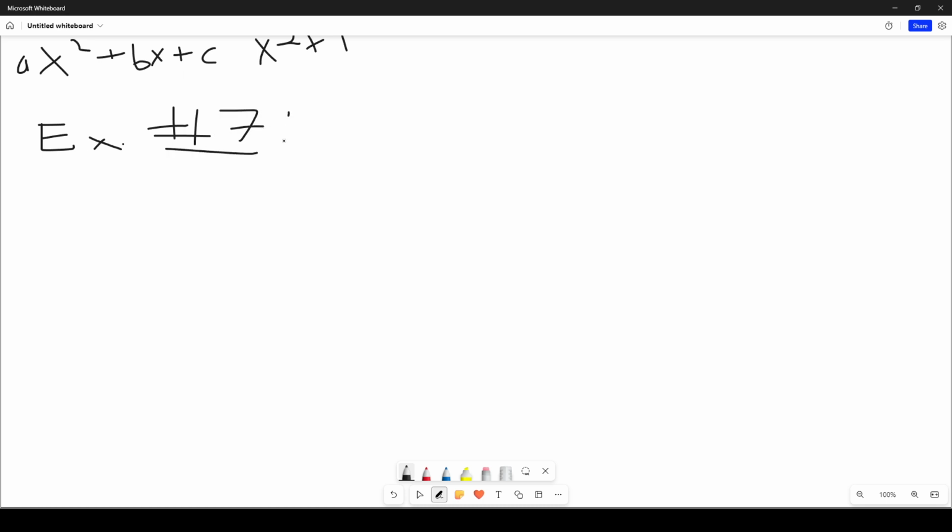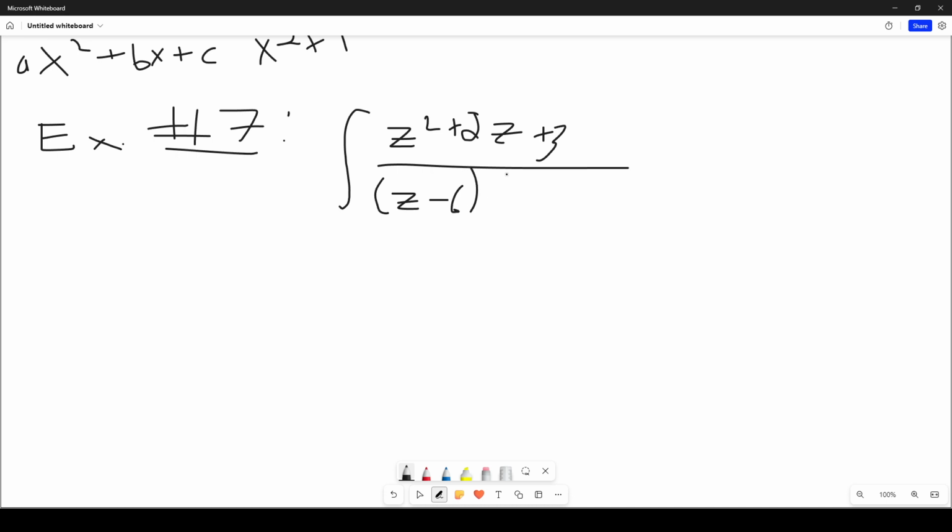Number 7. So he's asking us to find the integral of (z squared plus 2z plus 3) all over (z minus 6) times (z squared plus 4). Okay. So let's see what we can do here.